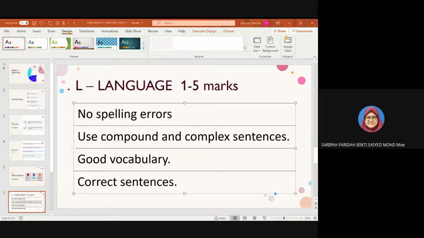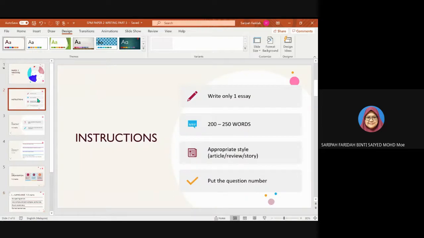Okay, let's continue. So again for paper 2, I repeat, we must follow the instruction. Write only one essay. The number of words, the length of the essay is 200 to 250 words. And then you need to write with an appropriate style. That's the instruction. If an article, it must sound like an article. If you write a review, it must sound like a review. Or if you write a story, it must sound like a story, according to the examiners.